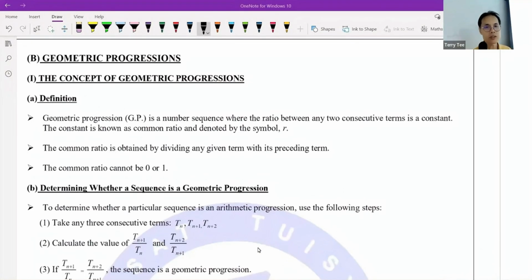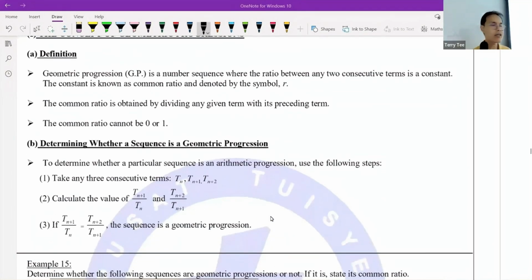Today's chapter is 5.2, Geometric Progression. Let's begin. So we know a geometric progression is a sequence such that the ratio of two consecutive terms is a constant. It's always denoted by the symbol R. Your common ratio cannot be 0, and it cannot be 1.